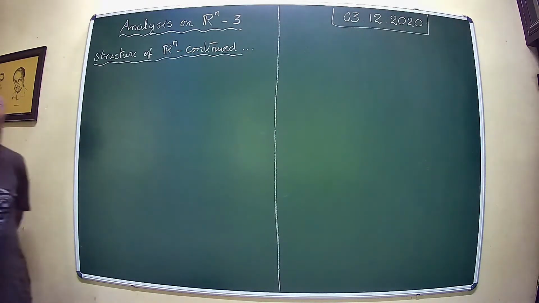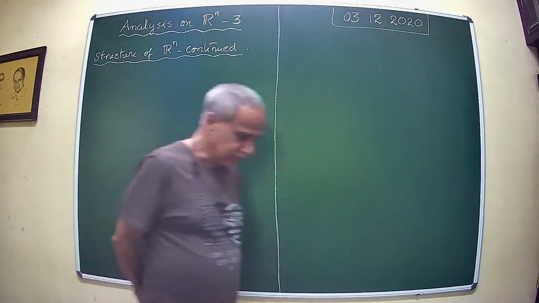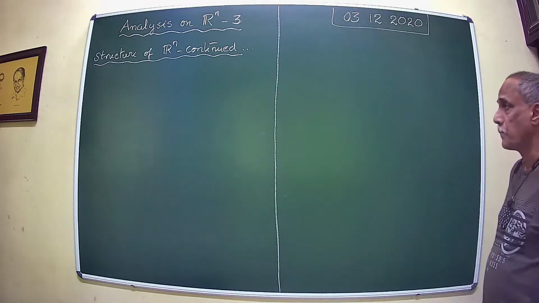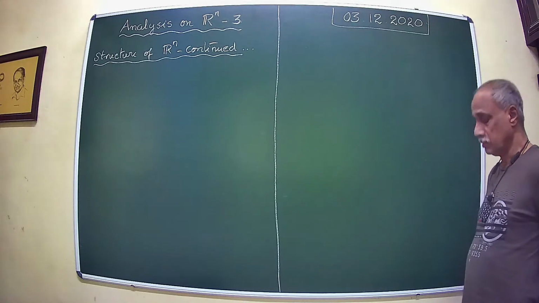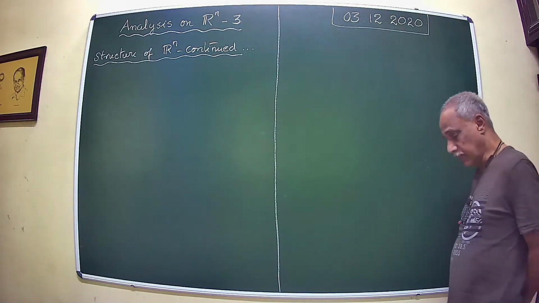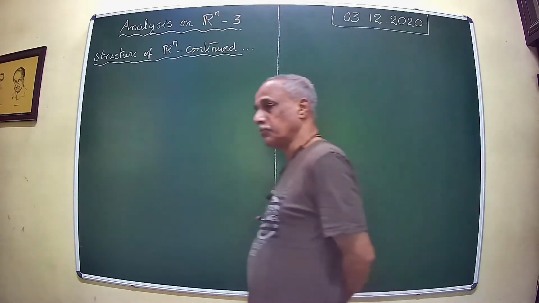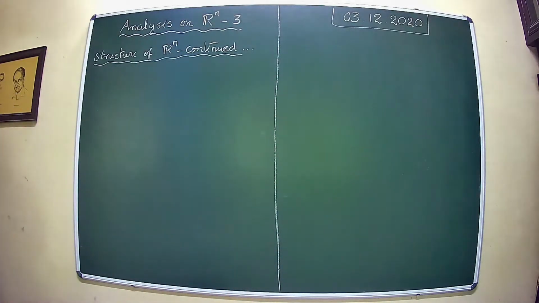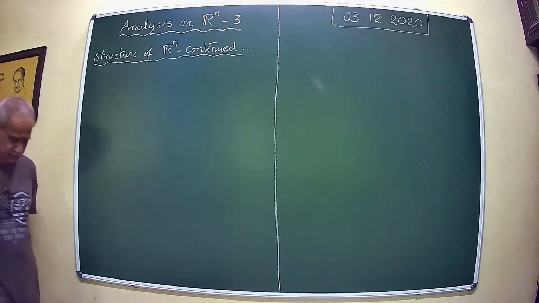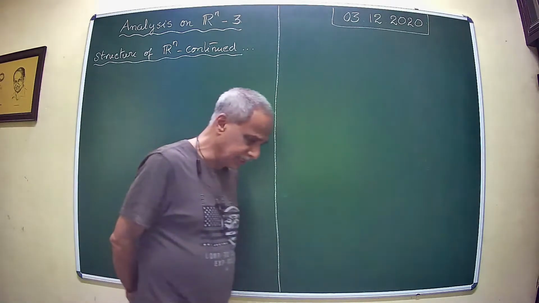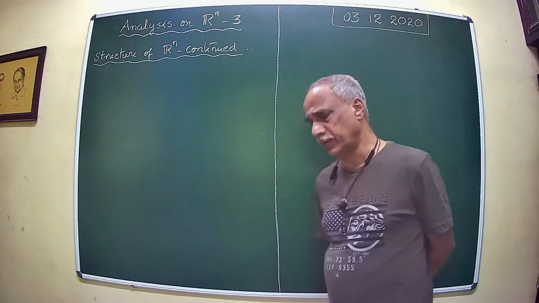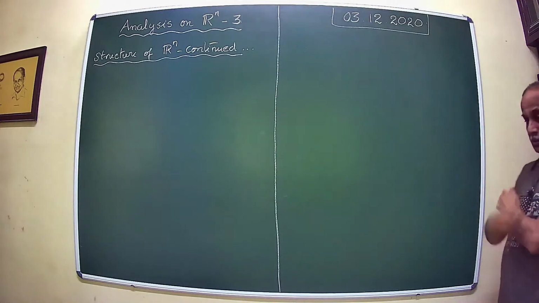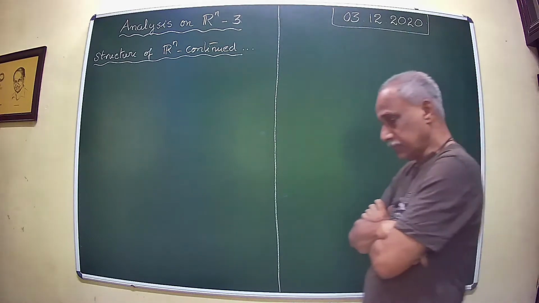So we continue with our lectures on analysis on Rn. We started looking at the structure of Rn and still have some more things to consider before we take up linear transformations. So where did we stop last time?